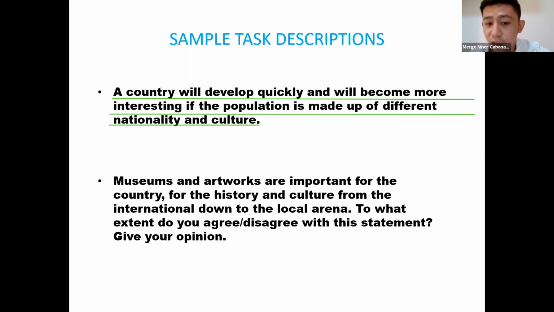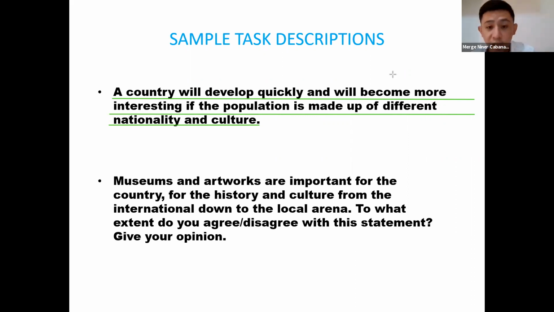Now, Rich Ann, are you there? I want to ask you a question, Rich Ann. Yes, sir, I am here. Rich Ann, do you think that this statement is accurate? That if a country contains a population that is diverse, do you think that country will be able to develop more quickly compared to others who are not as diverse? And it will become more interesting. Do you think so? Yes. That is very accurate. All right.